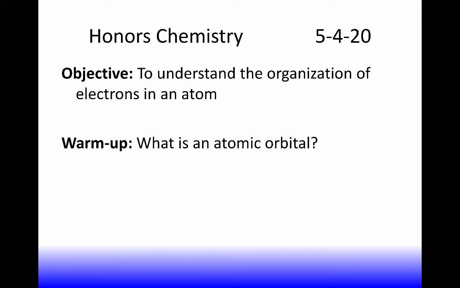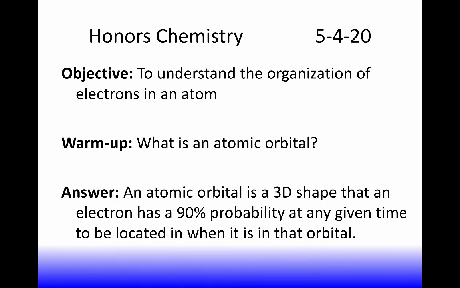Atomic orbitals come from Schrodinger's wave mechanical model of the atom. So what is an atomic orbital? An atomic orbital is a 3D shape that an electron has a 90% probability to be found in at any given time inside that orbital. Electrons are constantly moving, and we can't precisely predict where they are at any given moment in time, but Schrodinger's equations will give us approximate locations of all the electrons and all the orbitals inside atoms.